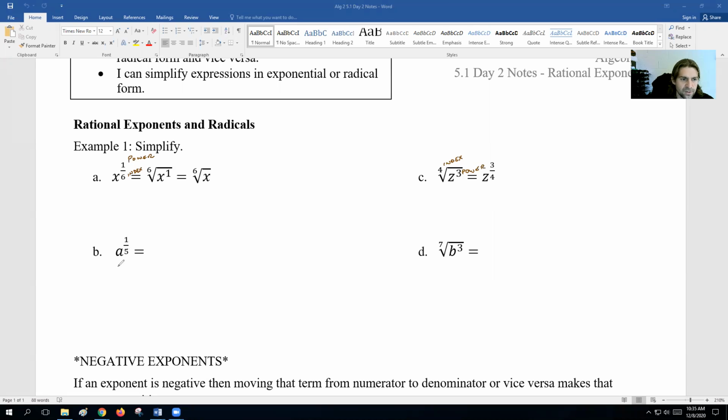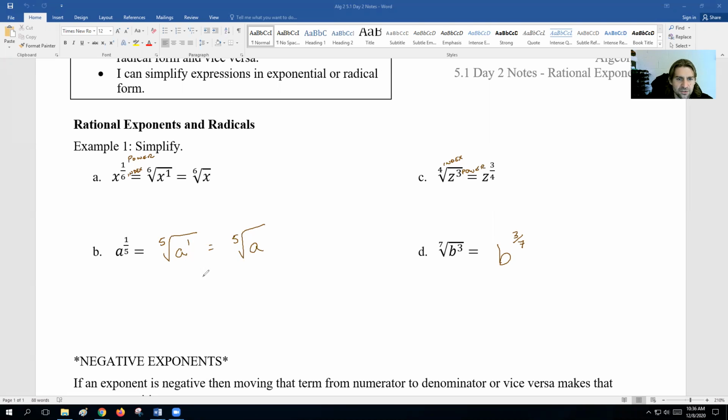So let's practice these. What would a to the 1/5 power be? Well, this would be the fifth root of a to the first, aka just the fifth root of a. And what about the seventh root of b cubed? Well, that would be b with 7 on the denominator and 3 on the top, b to the 3/7 power.